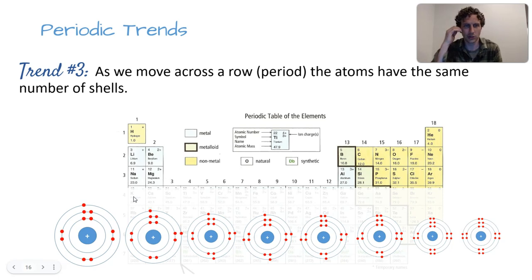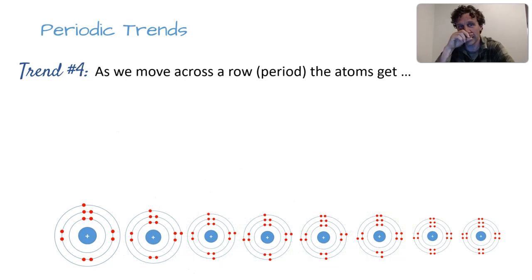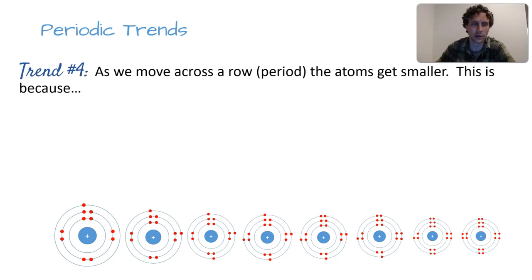Now I drew them out like this so that hopefully you can see trend number 4. Trend number 4, as we move across a row, the atoms get, you can shout it out, maybe don't shout it out, the atoms get smaller. Look at that. We're moving across and they get smaller. Now that's kind of weird. Trend number 4 is a bit of a weird trend. Why are they getting smaller?